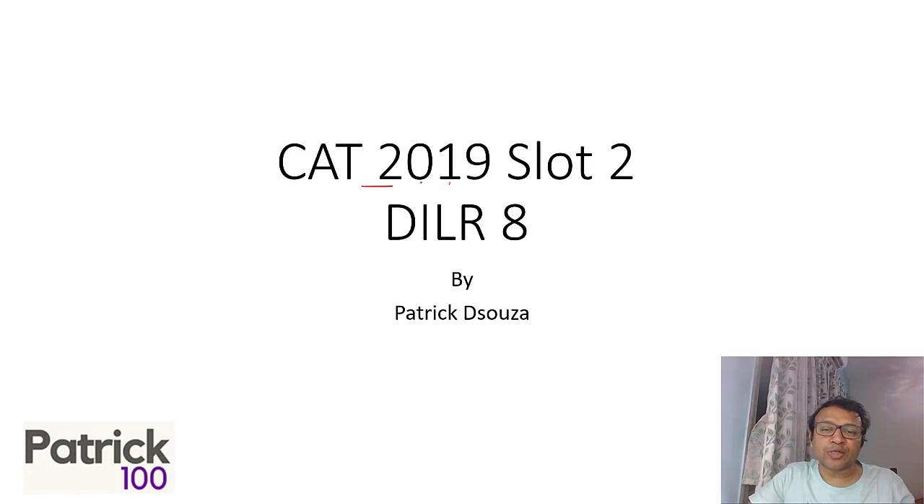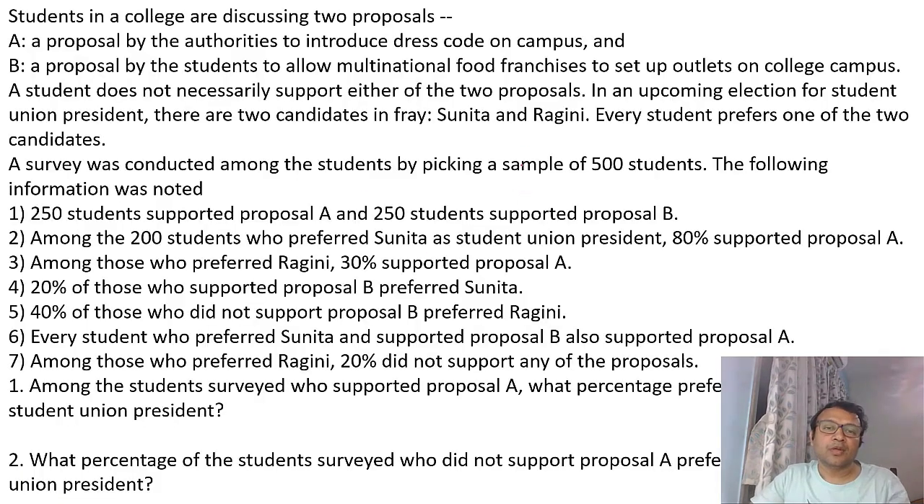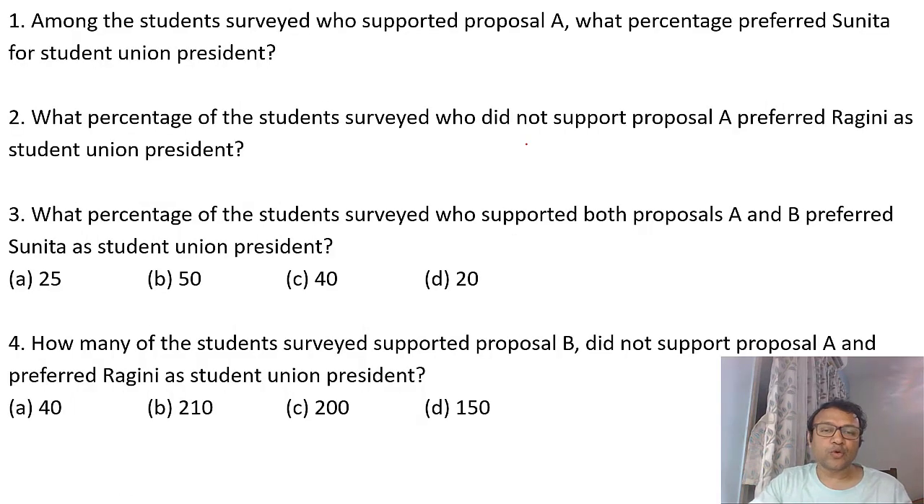So we're looking at CAT 2019 Slot II, 8th set of DILR. Try to solve on your own before you look at the solution. You can pause the video and try to solve. There are 2 questions out here, 4 questions out here, so you can go back and forth, pause and try to solve.